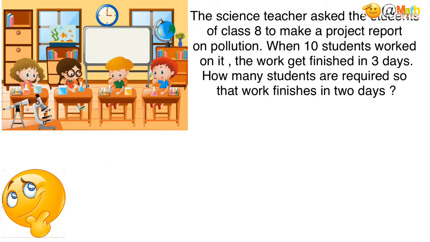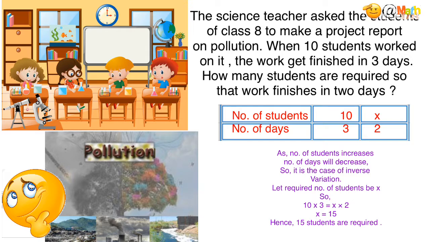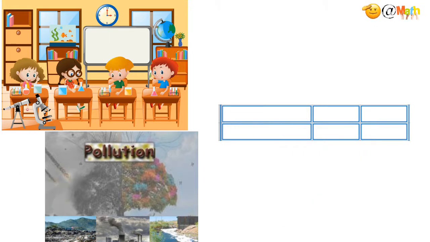The science teacher asked the students of class A to make a project report on pollution. When 10 students worked on it, the work got finished in 3 days. How many students are required to finish the work in 2 days? As is clear, it is a case of inverse variation, so you can solve it very easily. On solving, we have 15 students can complete the work in 2 days.